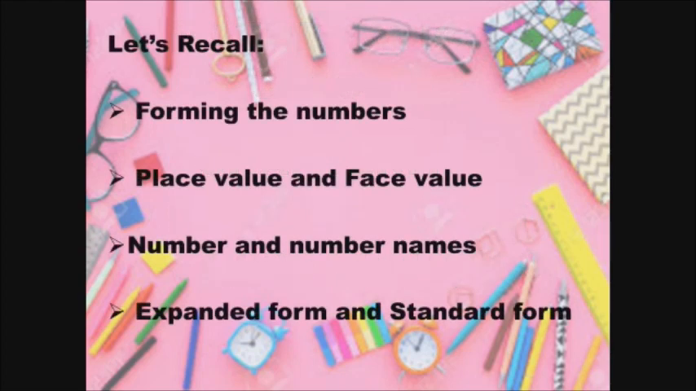See here, the first one is forming the numbers. By using the blocks, we have learned to form the numbers according to the place value. Next, place value and face value. Place value means the position of the digits, and the face value remains the same, the number itself. Next, number and number names. So we have seen 4-digit numbers and their number names.